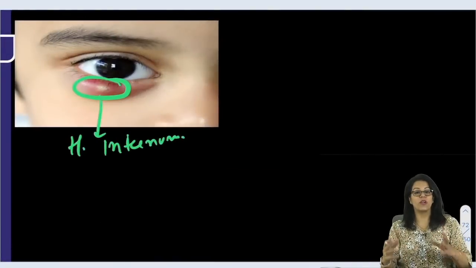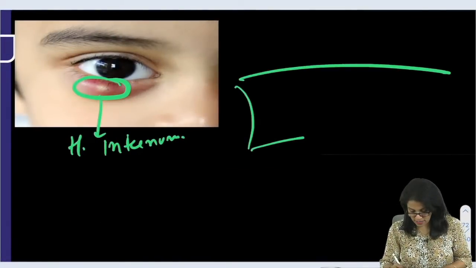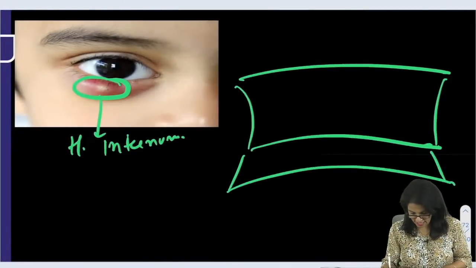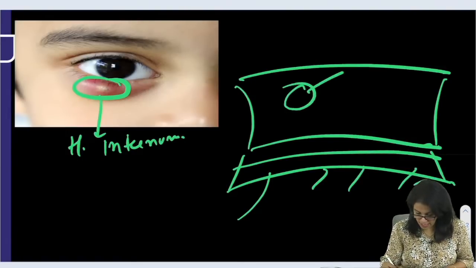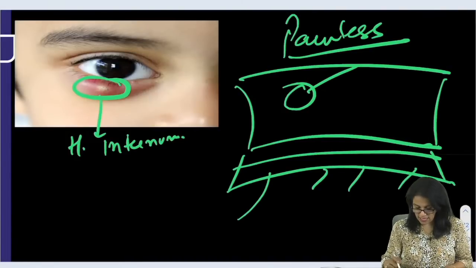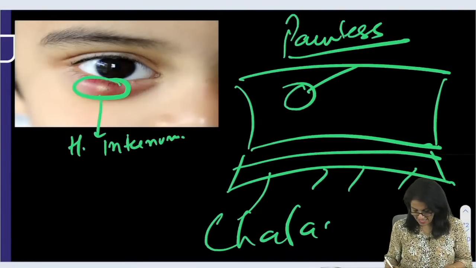But suppose it was a chronic granulomatous painless swelling on the lid. This is the lid, this is the lid margin. This is a simple diagram. So, any painless swelling on the lid, that is what is chalazion. You all know this? Chalazion.